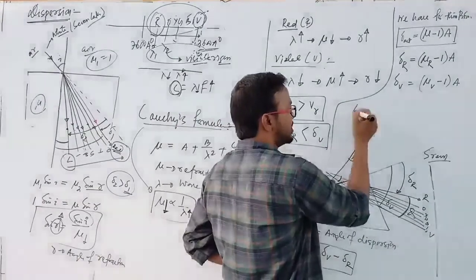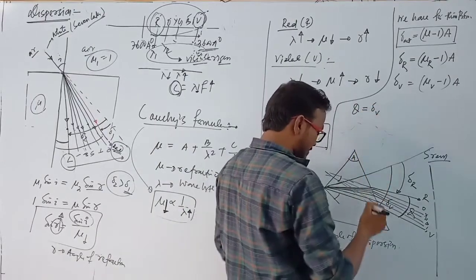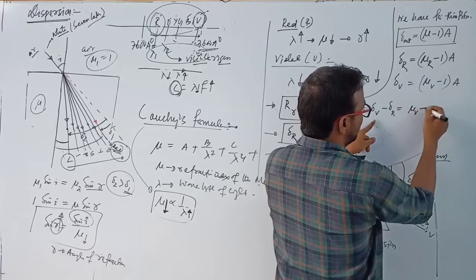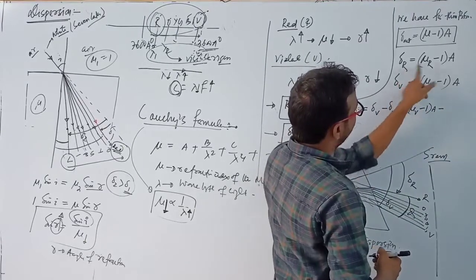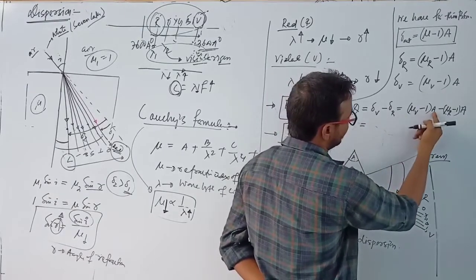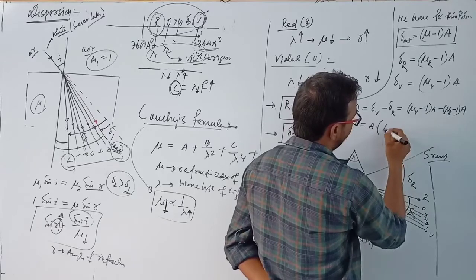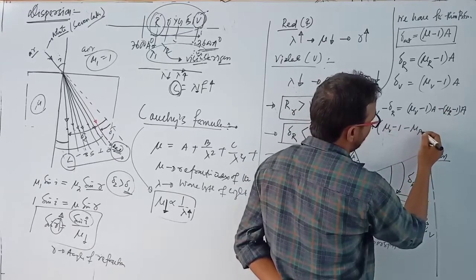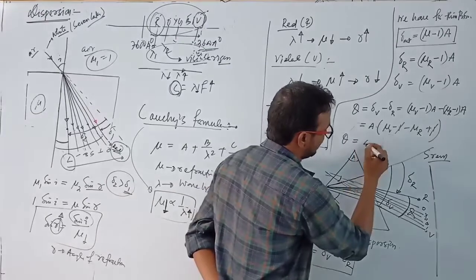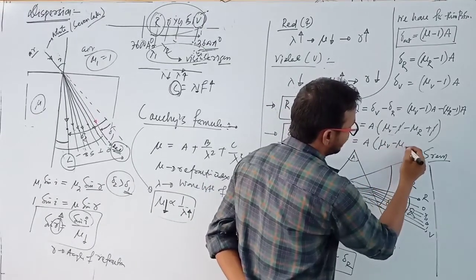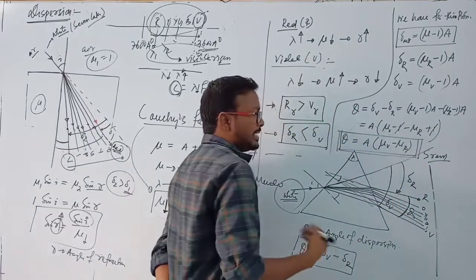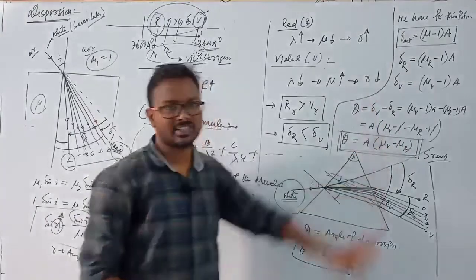So this angle theta is known as the dispersive angle. You can write the angle of dispersion theta, which is equal to delta V minus delta R. So delta V is mu V minus 1 into A, minus delta R, that is mu R minus 1 into A. Now if we open the bracket, we can take A as the common quantity, then the remaining part is mu V minus 1 minus mu R plus 1, so minus 1 and plus 1 cancel. So the dispersive angle theta is equal to A into (mu V minus mu R). This is another important formula for the dispersive angle, in terms of the refractive index of violet and the refractive index of red.